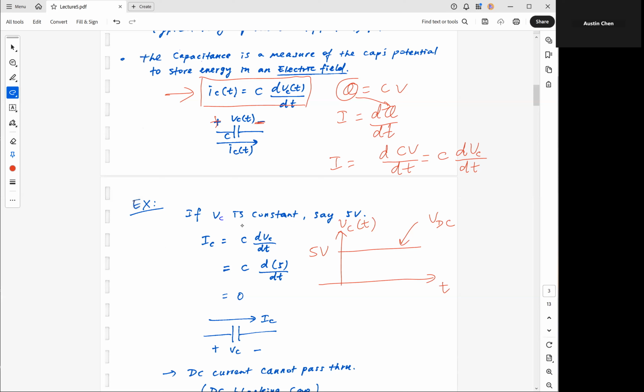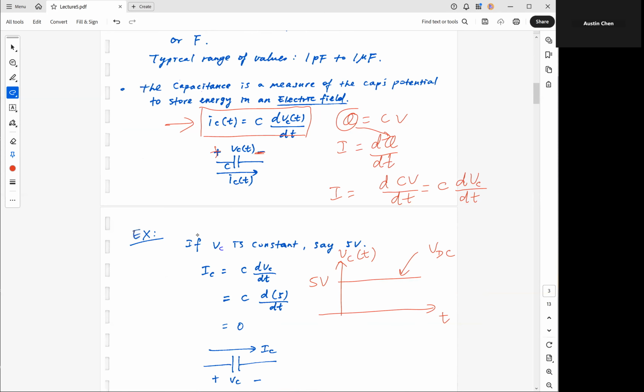So for a given capacitor, I can take the derivative of this voltage. And we know that this voltage is nothing but a constant. So when we take a derivative of a constant, we have d constant over dt. So this term over here is going to give us 0, right? A derivative of a constant is equal to 0. So 0 times C is still equal to 0. That means the current passing through this capacitor is equal to 0.